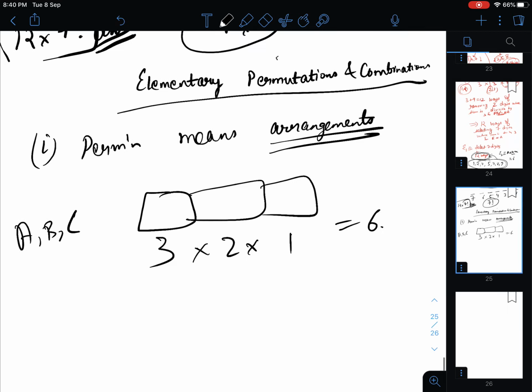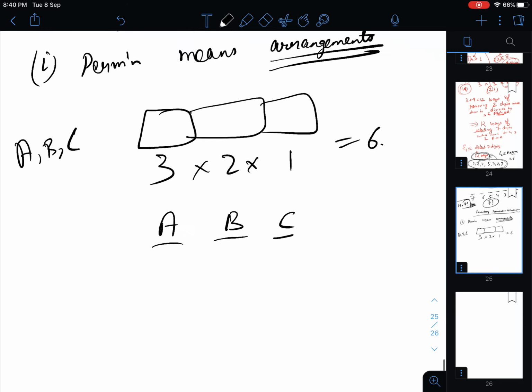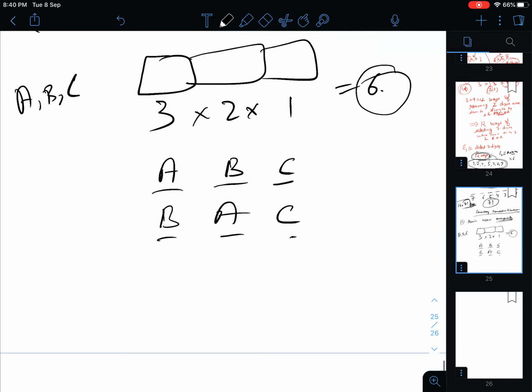And I told you that ordering, if possible, is included in this. So if A comma B comma C is one possible arrangement, then B comma A comma C will be another possible arrangement. Okay, so all possible orderings will be included in these 6 ways. So in case of arrangements, ordering is very important.